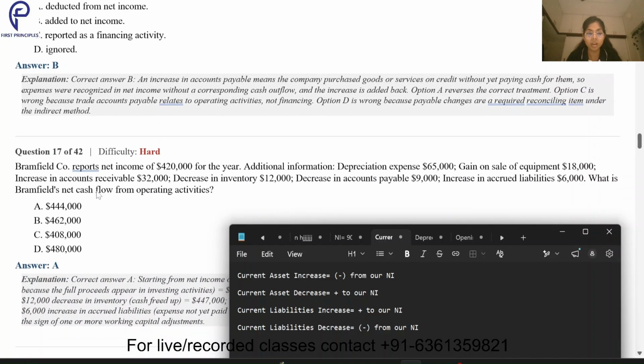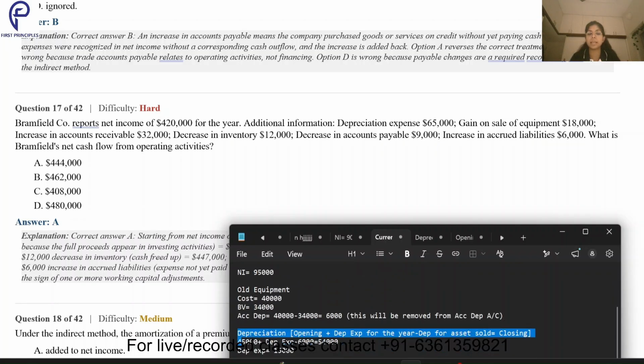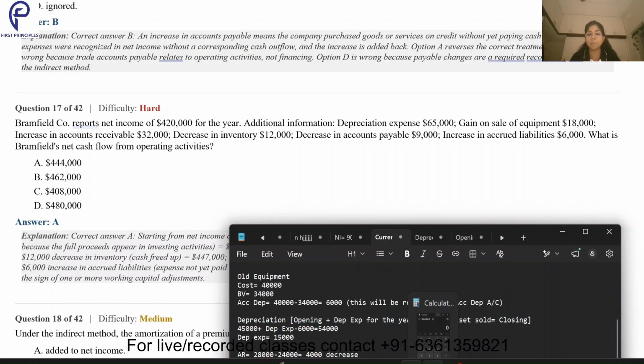Now coming to question number 17. Bramfield company reports net income of 4,20,000 for the year. Additional information is given over here. Depreciation expense is given over here. Gain on sale, everything is given. Let's read the last line. The last line of the question says, what is Bramfield's net cash flow from operating activity? They just want to know the net cash flow from the operating activity. So I'll open my calculator.